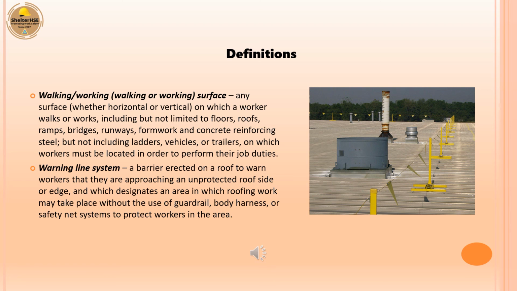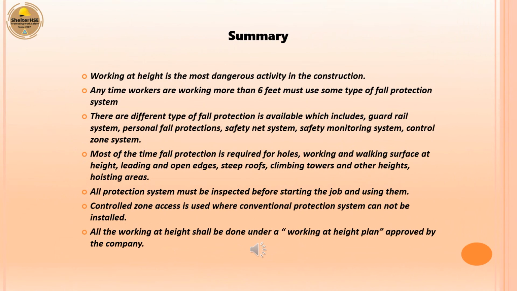Working at height is the most dangerous activity in construction. Anytime workers are working more than 6 feet above a lower level, they must use some type of fall protection system. There are different types of fall protection available, which include guardrail systems, personal fall protection, safety net systems, safety monitoring systems, and control zone systems. Most of the time fall protection is required for holes, working and walking surfaces at height, leading and open edges, steep roofs, climbing towers and other heights, and hoisting areas.